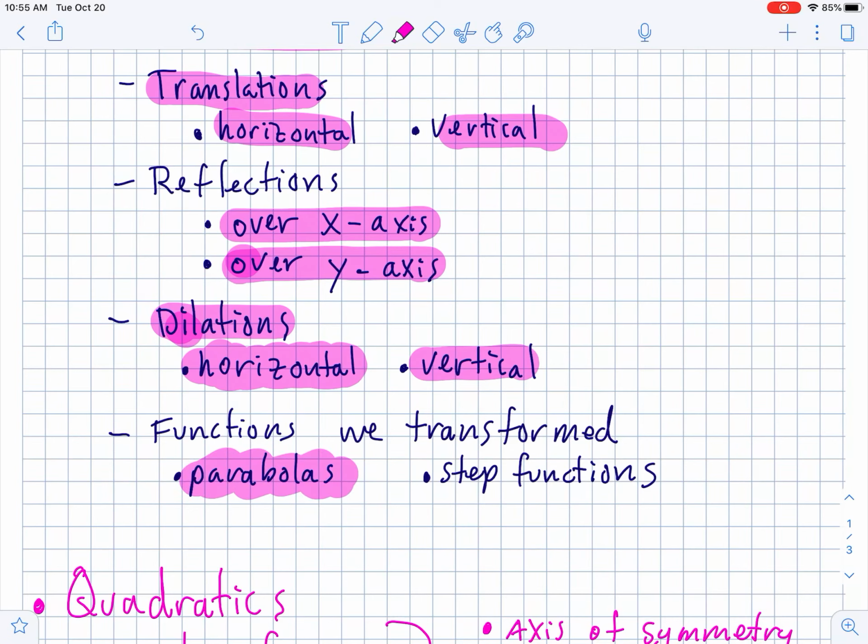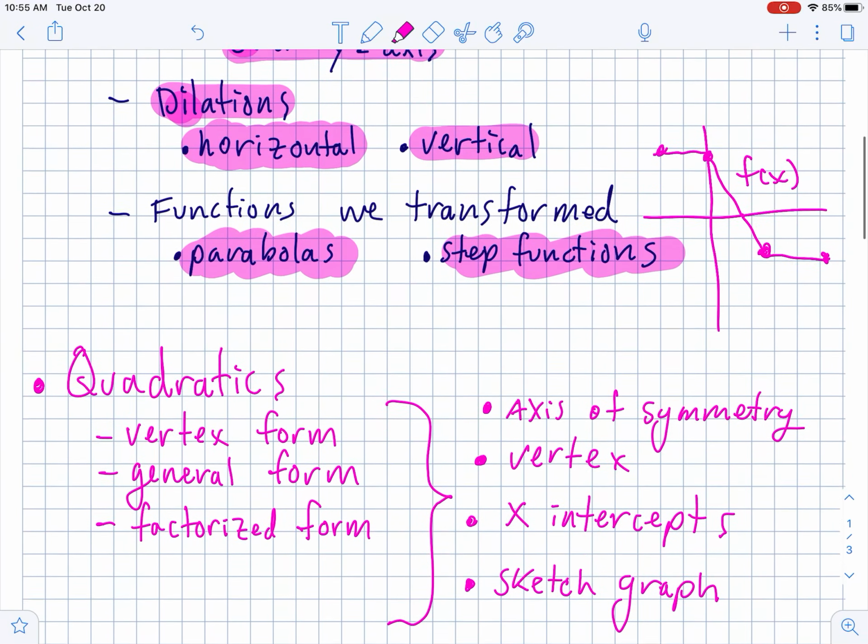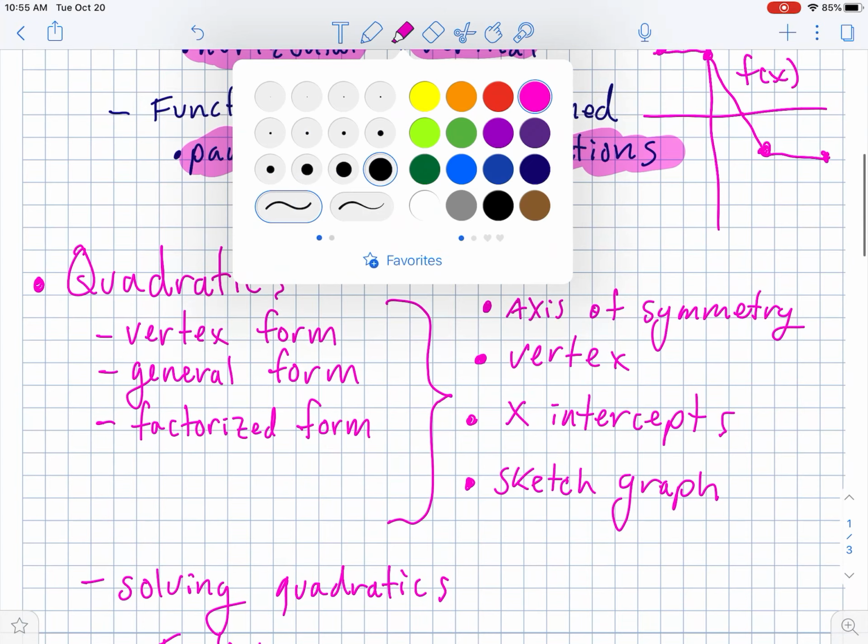The main thing that your book focused on transforming were parabolas and then some of those step functions. If you don't know what I mean by step functions, I mean something like this shape, and if you knew what the coordinates were, and if this was f of x, we could ask you to transform it in certain ways and you could sketch a new picture of what it looks like.